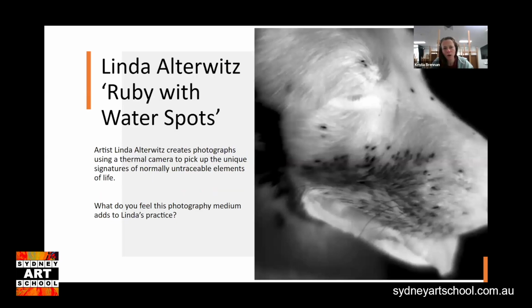Here's an example of someone using different types of photography in a very creative way. This artist creates photographs using a thermal camera to pick up unique signatures of normally untraceable elements of life. This example is a dog with water droplets on its face, and the thermal camera is showing us the difference between areas of heat and areas of cool, those dots being the areas of cool.